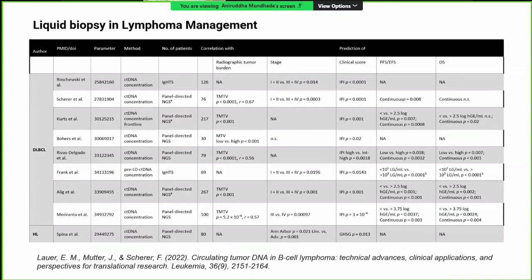So there are many studies which have been published in lymphoma management. Many are of DLBCL, but there are a few studies which focus on Hodgkin's and mantle cell as well. And this is a chart which shows the many studies which have studied ctDNA in DLBCL per se.